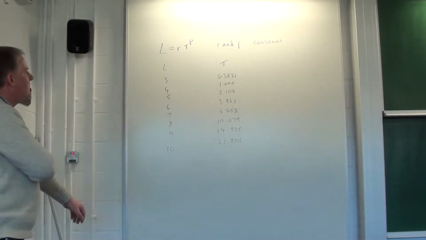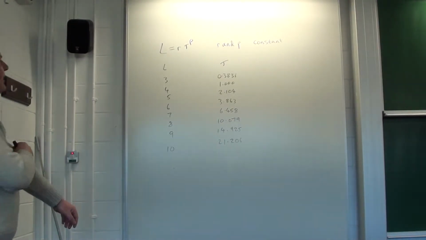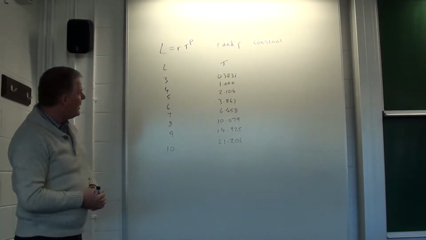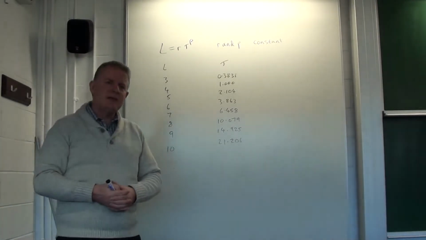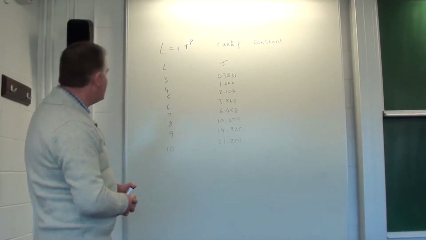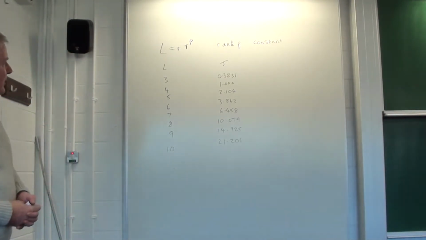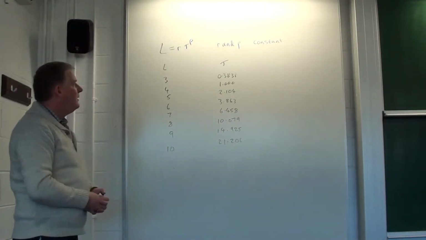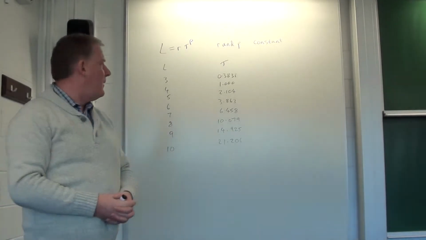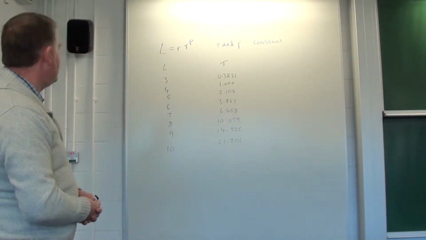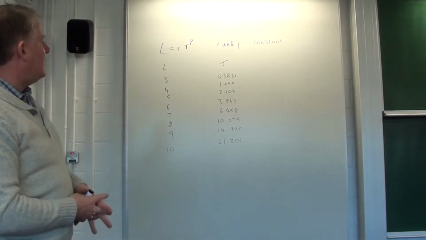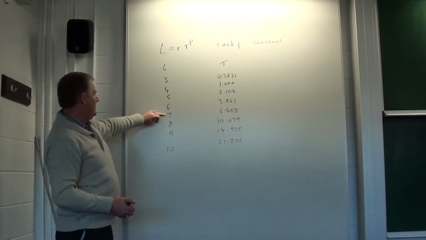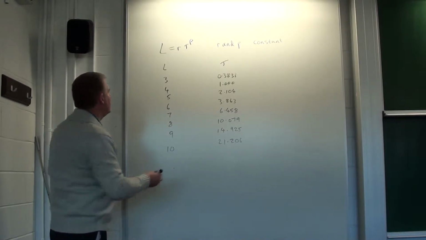L and T are related by the law L equals R times T to the power of P. So R is a constant and P is a constant. An experiment has been conducted where values of L, 3 through to 10, generated values of T, which are shown on the board, 0.383 through to 21.206. Since they all line up. Yeah, they do, yeah. Okay.